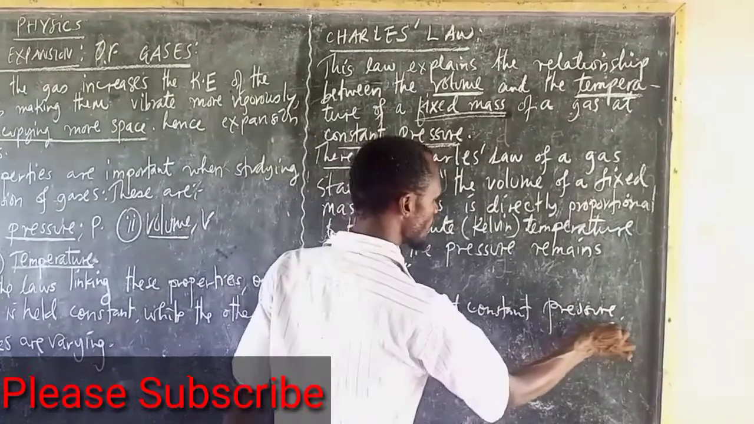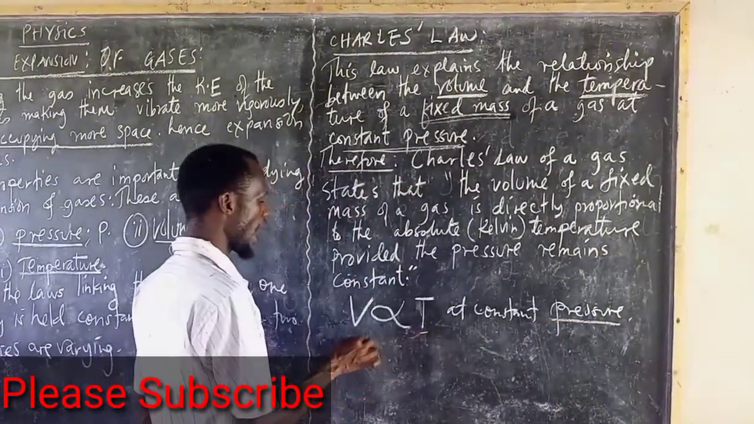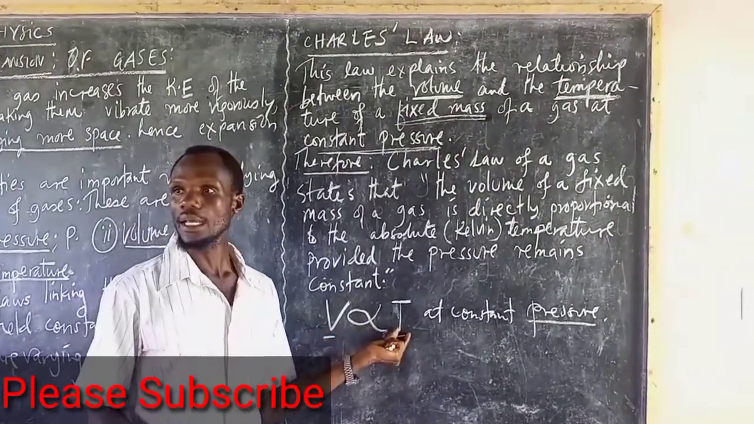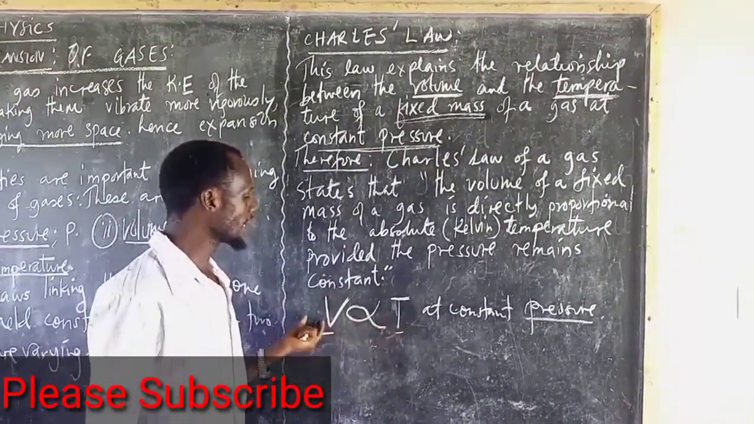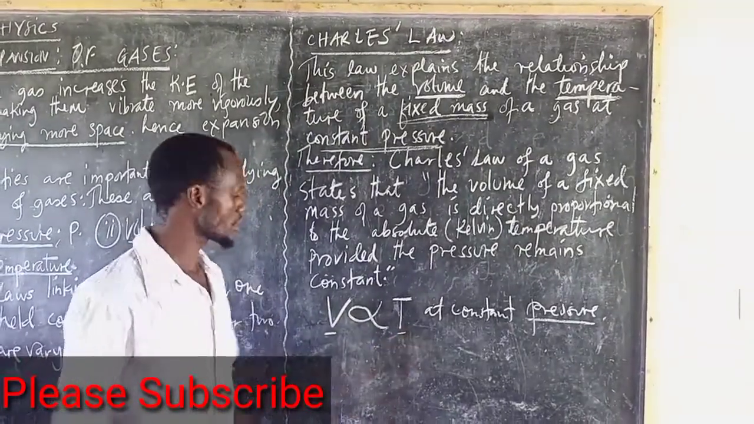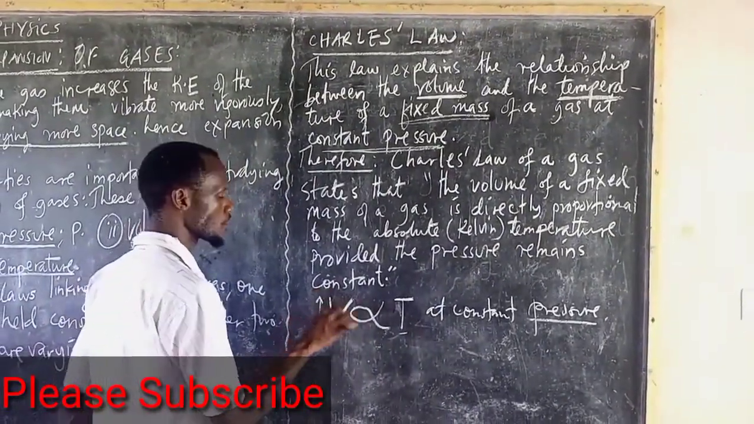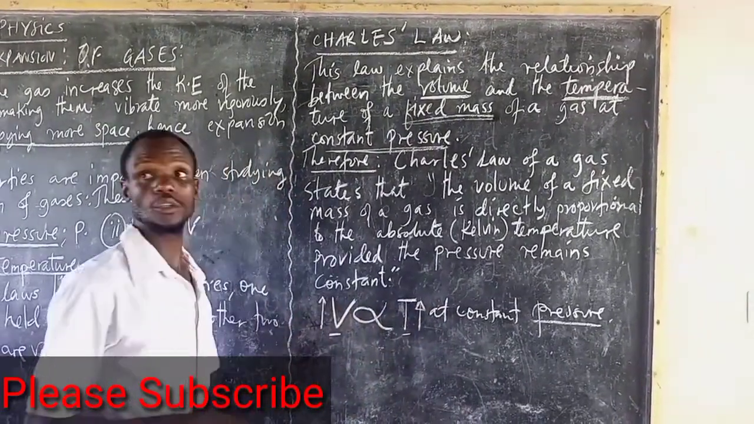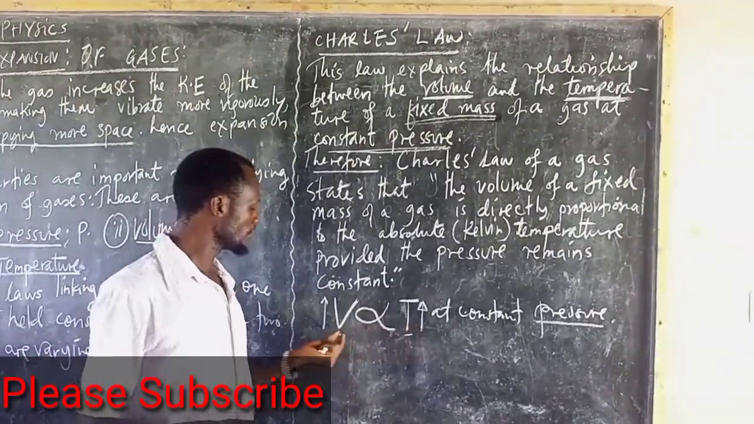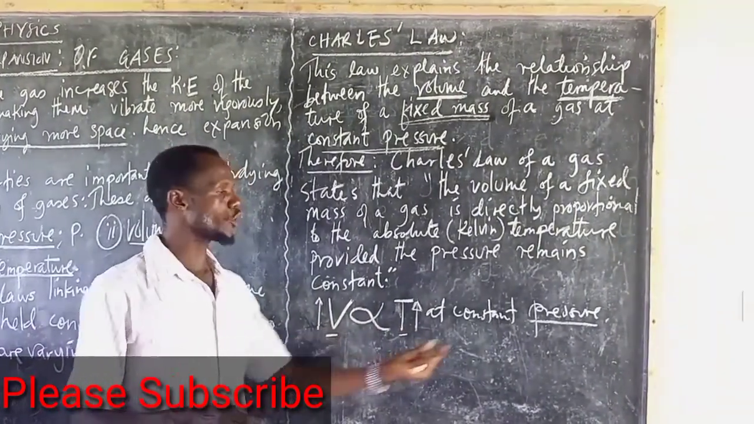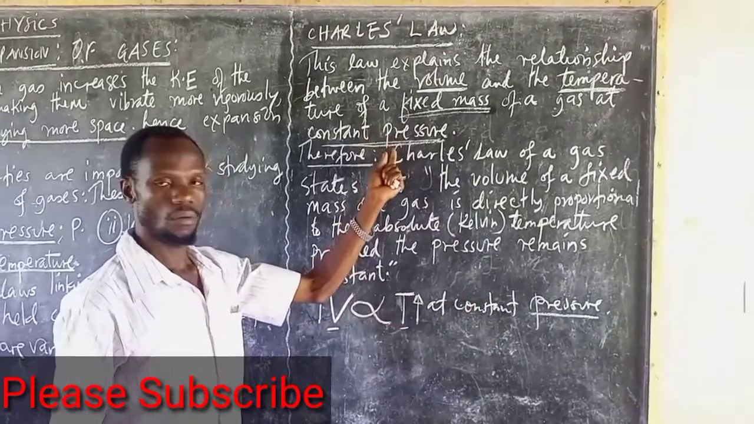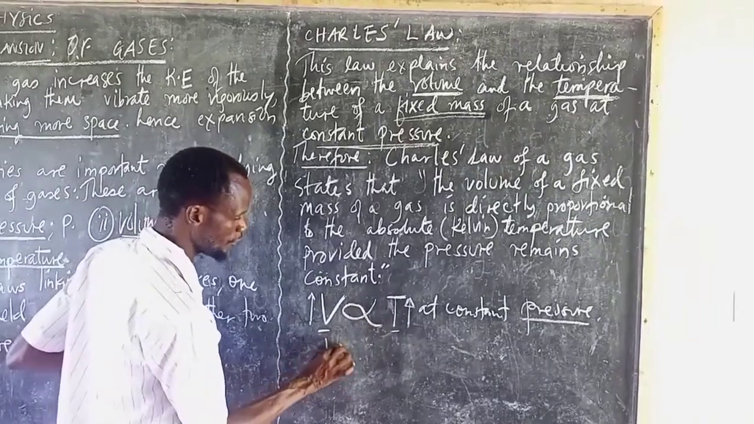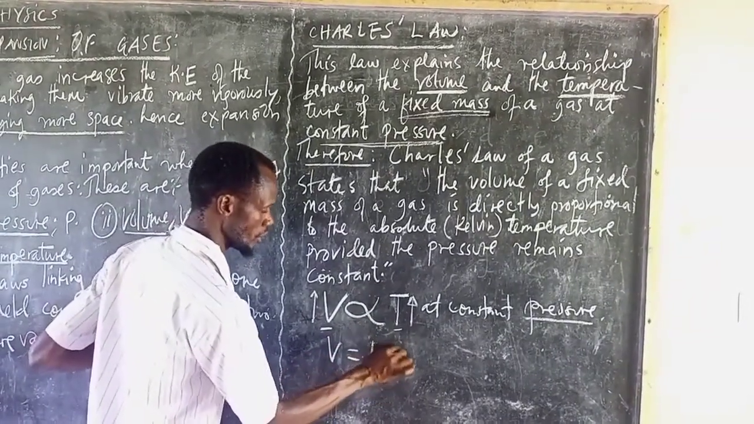It means pressure is held constant while temperature and volume are varying. But the variation between volume and temperature is direct, so they are directly proportional to each other. It means once you increase the volume, you also increase the temperature. Once you increase the temperature, you increase the volume. That is Charles' law. Therefore, mathematically, removing the proportionality sign, V is equal to KT.